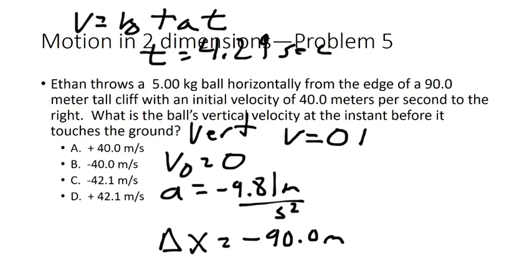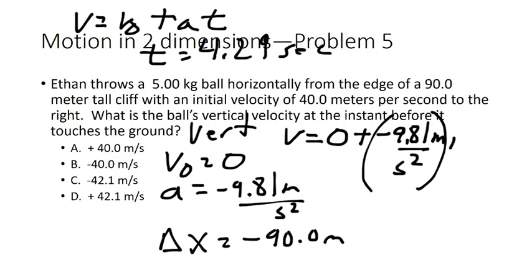plus our acceleration, negative 9.81. Remember, the negative here just means it's in the downward direction, meters per second squared. And we want to multiply that by t, our time in the air, 4.29 seconds.